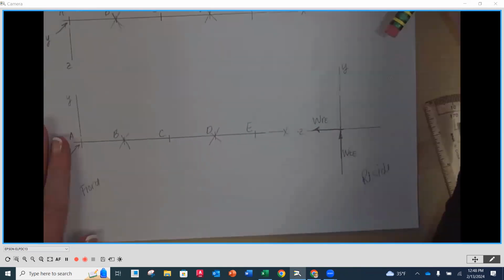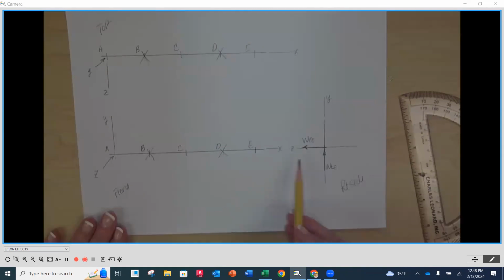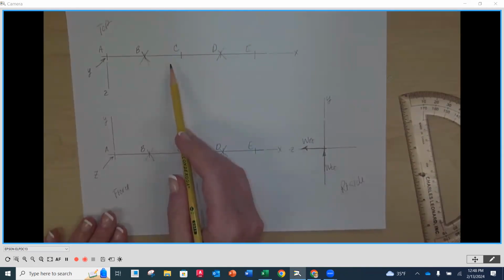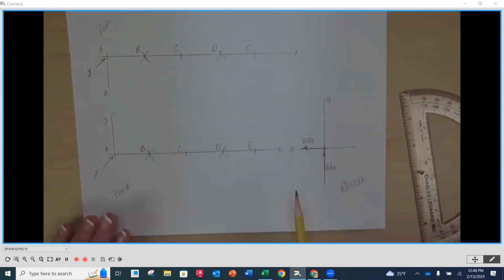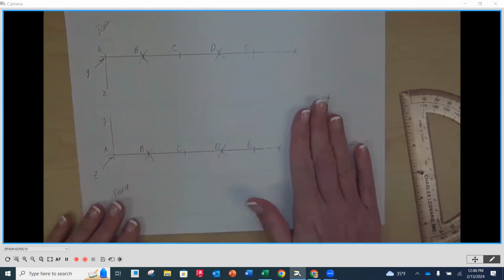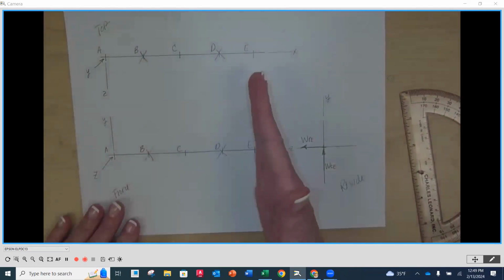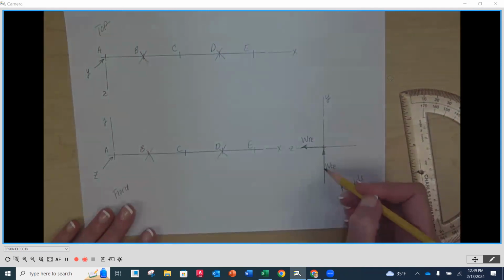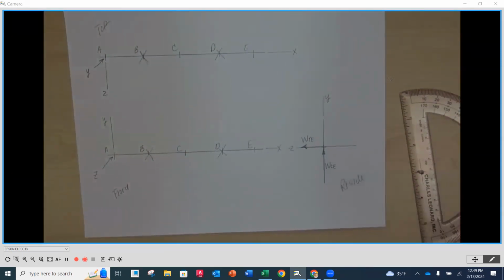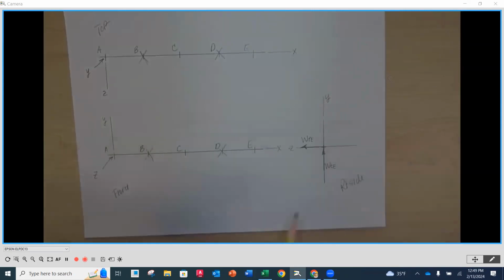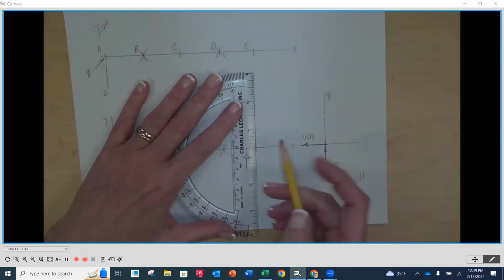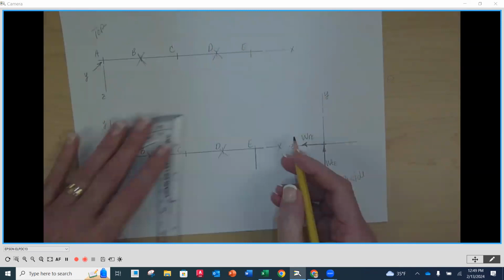So now what we want to do is pull these into our front and our top views. As we take this and orient it for a front view, you're going to notice that my WT in my front view is going to be pointing up.